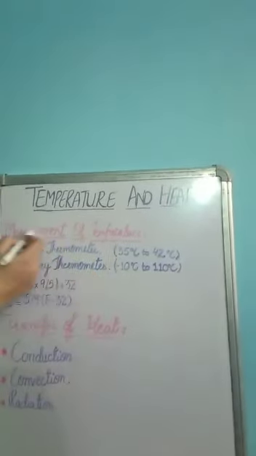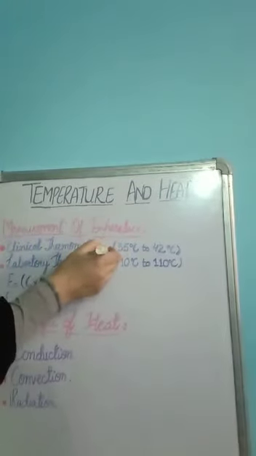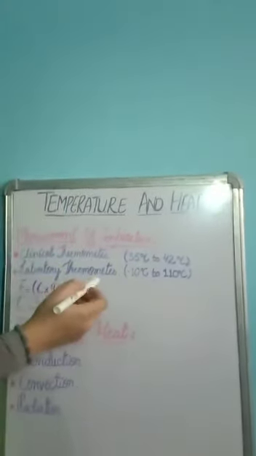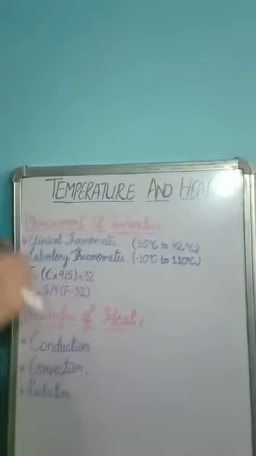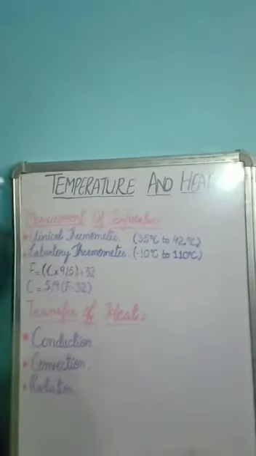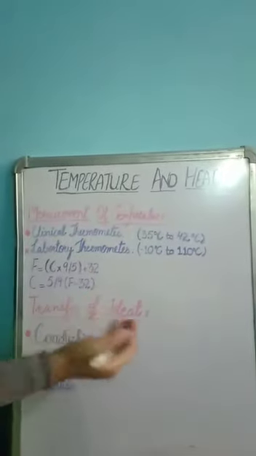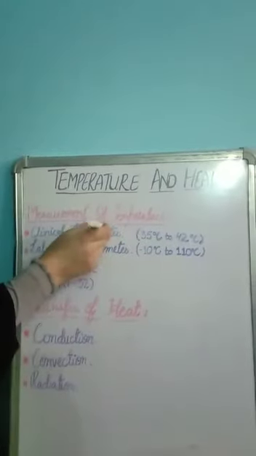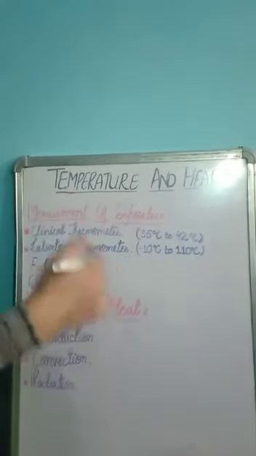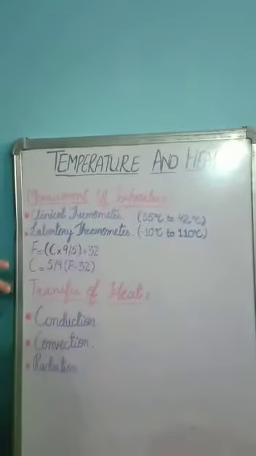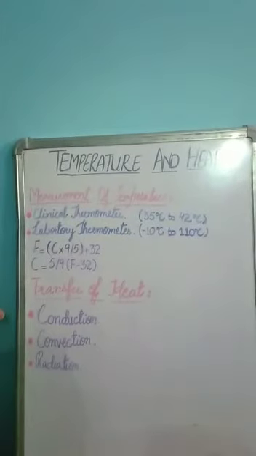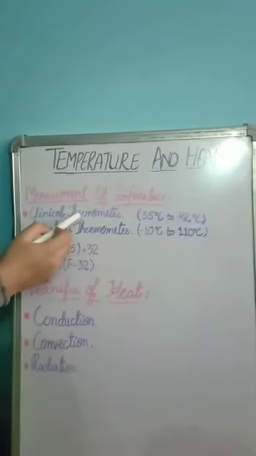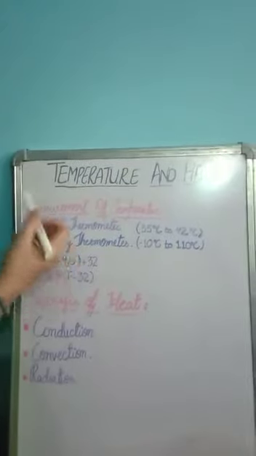Nowadays, the clinical thermometer is replaced by the digital thermometer because the digital thermometer is easy to use and the temperature on it is really easy to read, and it doesn't have poisonous mercury, so there is no danger of breaking of the thermometer and spilling of that poisonous mercury. It is used to measure human body temperature.